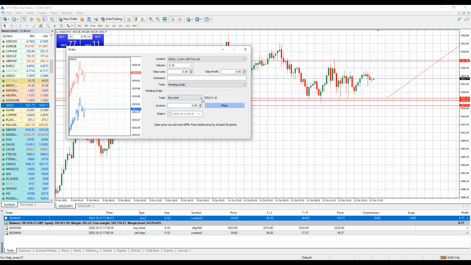Pending order, buy limit, buys from a lower point. You could say at 1920. If it hits 1920, maybe that's a spot you want to try and take a shot to bounce off that support level again. Stop loss below the support, down around 1917.